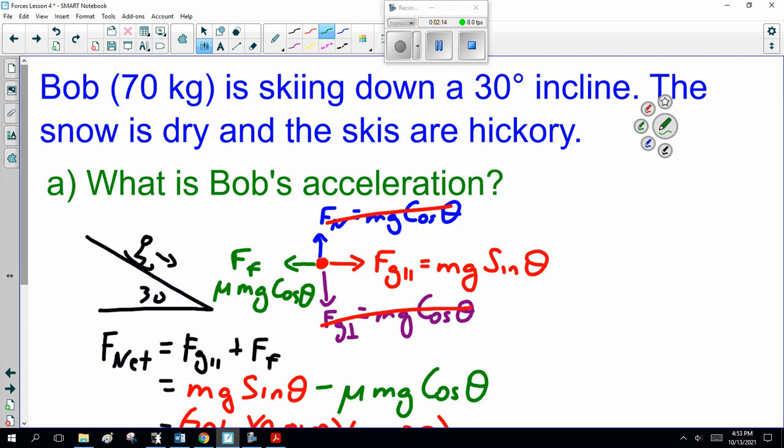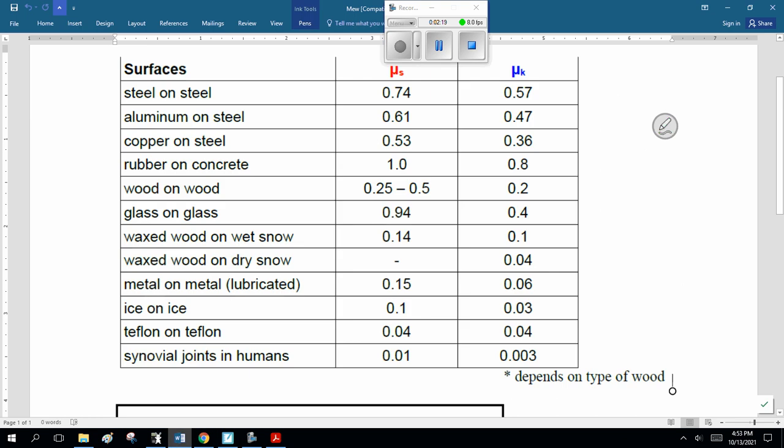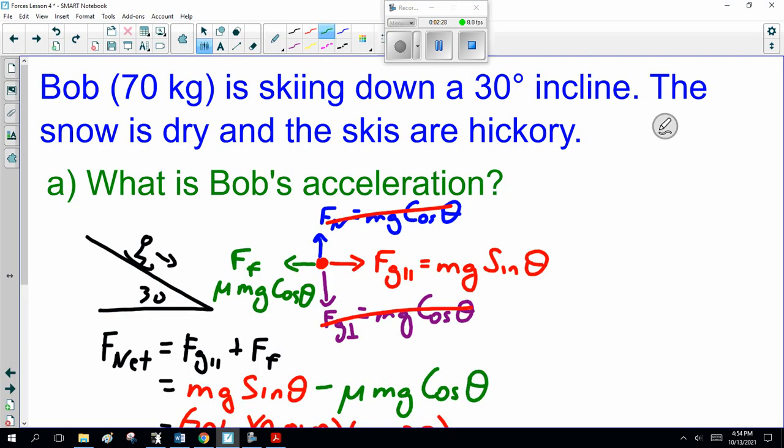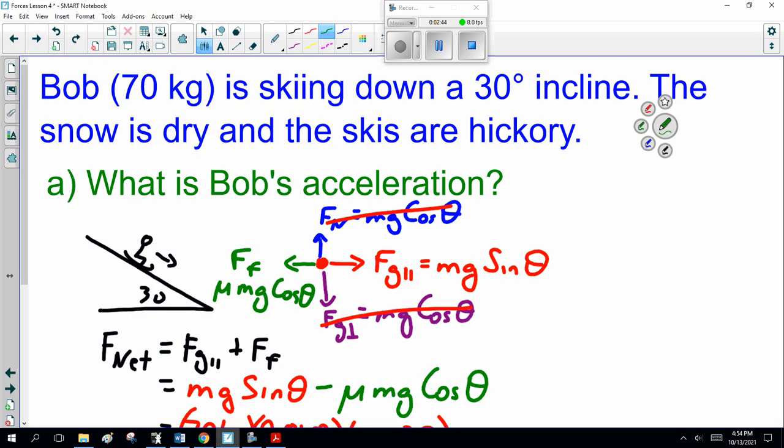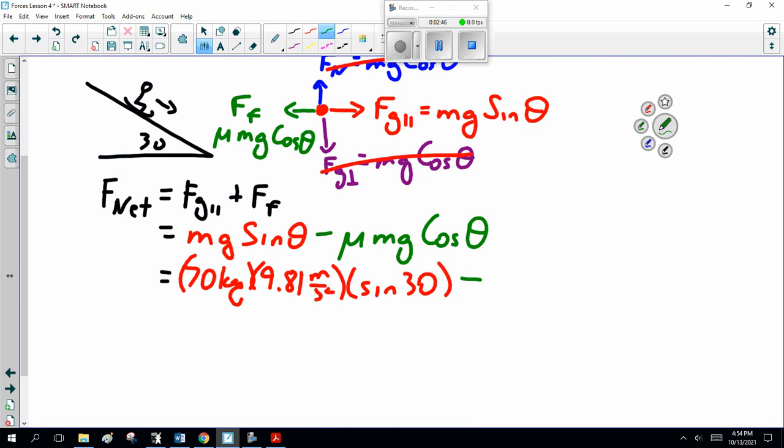That's suspiciously accurate. So do we have waxed wood? Oh, we do. Waxed wood on wet snow, waxed wood on dry snow. Now let me reread the question. The snow is dry and it's wood. So, wood on dry snow, mu kinetic, he's moving, 0.04. Okay? So, mu is 0.04. Real slippery.